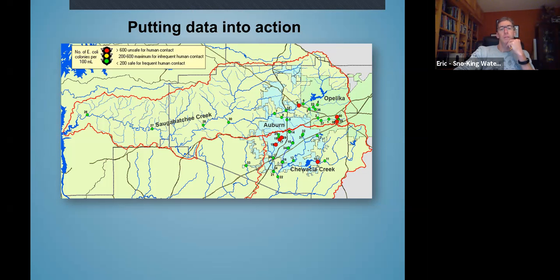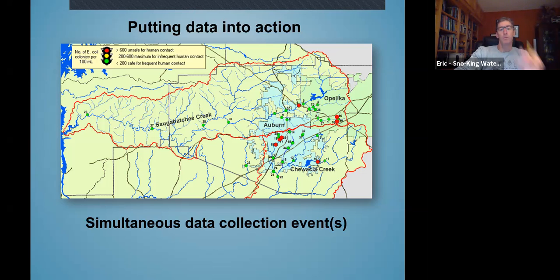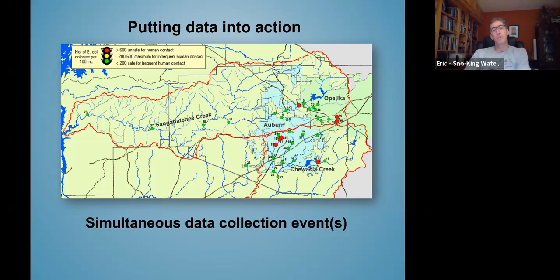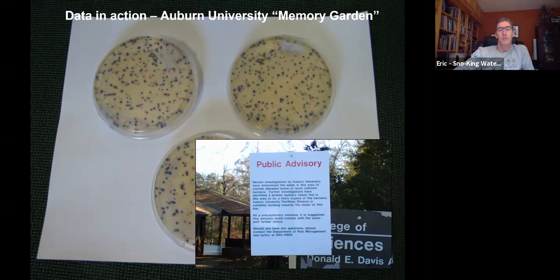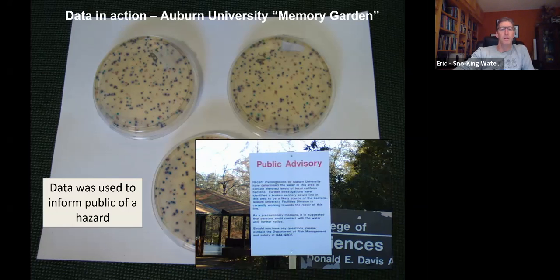You can do something like what I talked about with the Thornton Creek example, where you can collect data simultaneously if you're trying to pinpoint a source within a watershed or a particular stream. Here's an example where at Auburn University, they found super high levels of contamination at a pond in a thing called the Memory Garden. And so they put up a sign warning people about it. So there's different things that you can do with your data.